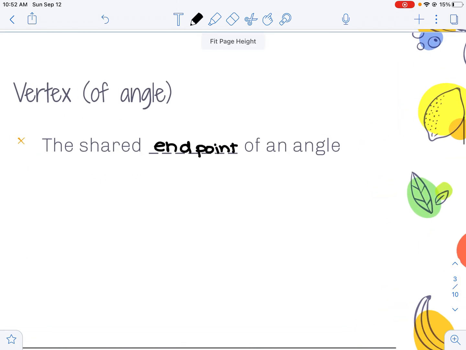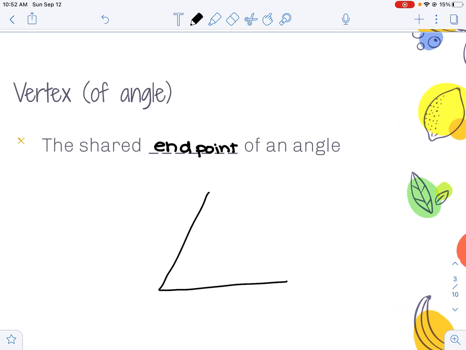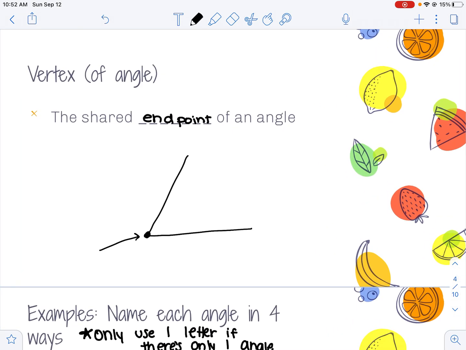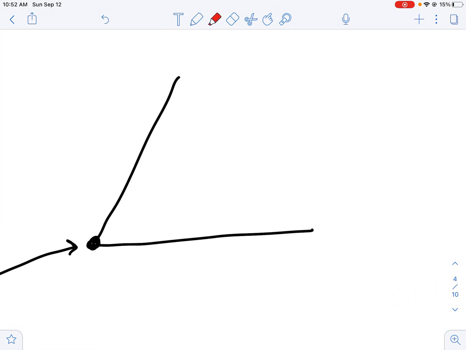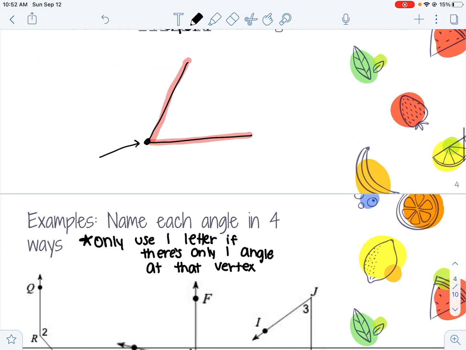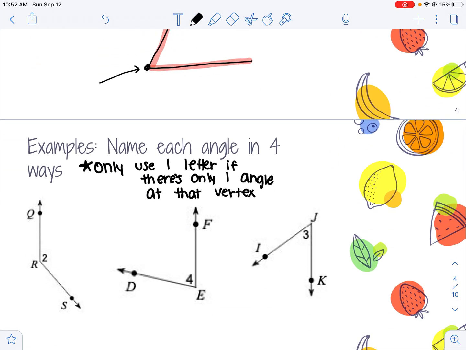The vertex is just that shared endpoint, so when I'm looking at my angle, this is my vertex. We usually say that our legs are then the sides of the angle, so the red part would be called a leg. We're going to do some examples, and we're going to name them in four ways.